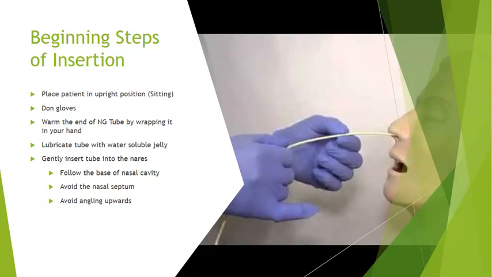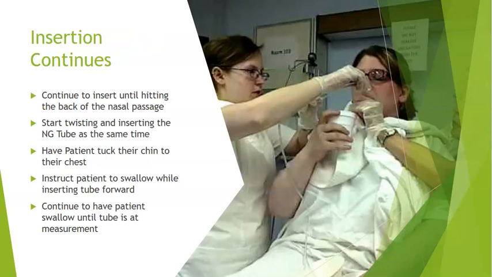You're going to gently insert the tube into the nares. You're going to follow the base of the nasal cavity because you do not want to angle it upward to the top of the nasal cavity where the vascular system is, and you don't want to scrape along the nasal septum. You want to avoid angling it upwards. You want to insert it straight back until you meet some resistance. Once you hit that resistance, that means you hit the back of the nasal passage.